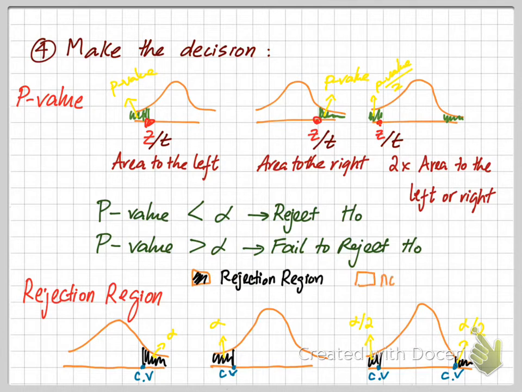And using alpha, you can find the critical values. Critical value is a value that separates the non-rejection region, which is this region, and the rejection region, which is this region. So if you find the test statistic z or t and the z or t value falls into the rejection region, then you reject the null hypothesis. If z or t falls into this non-rejection region, then you fail to reject the null hypothesis.